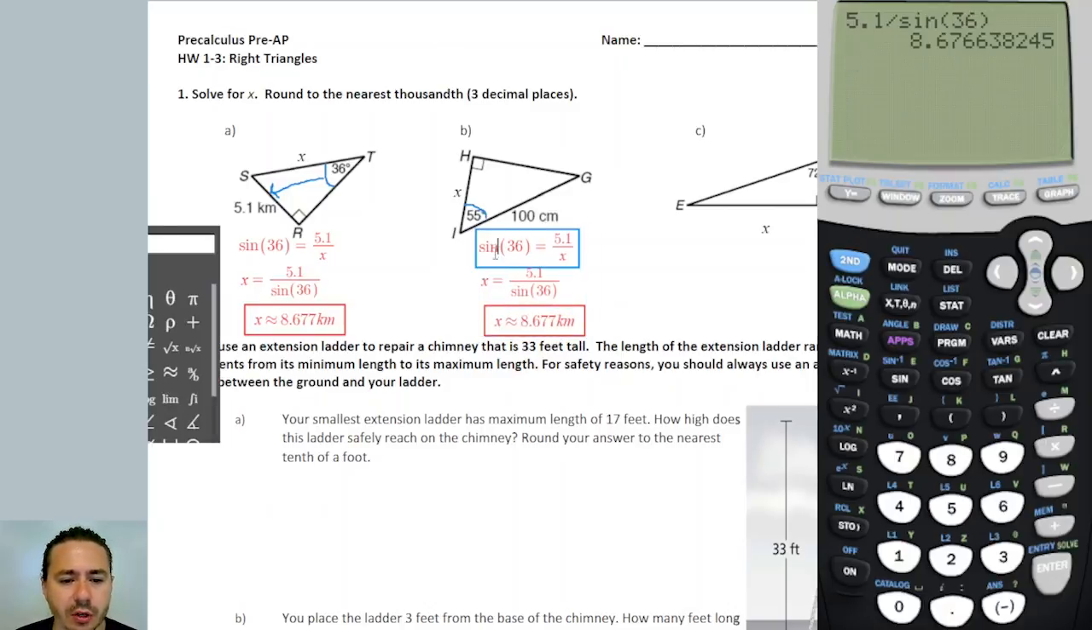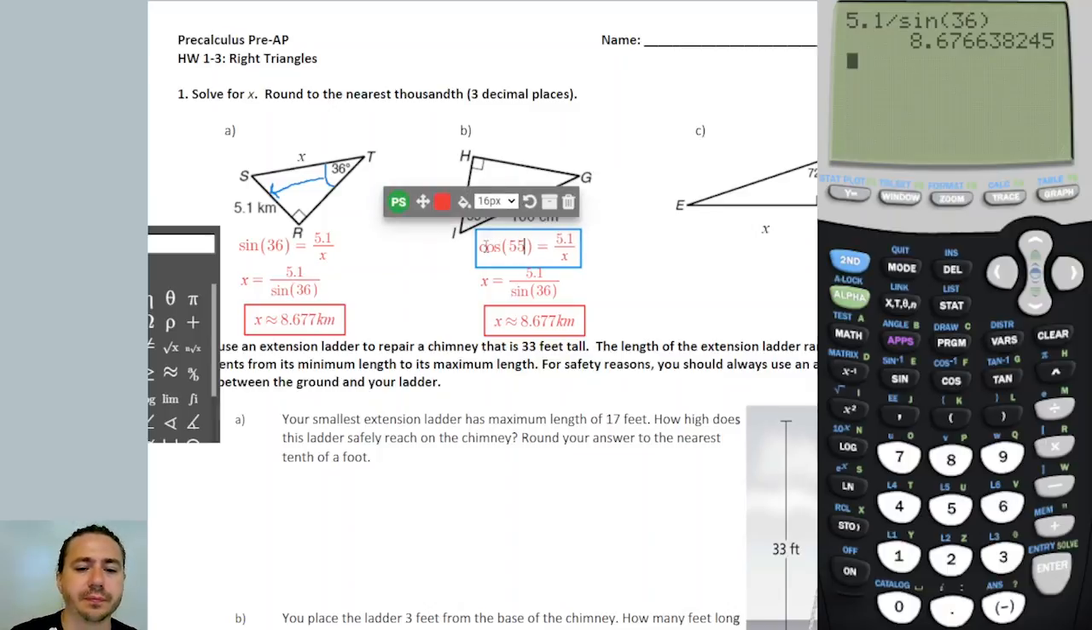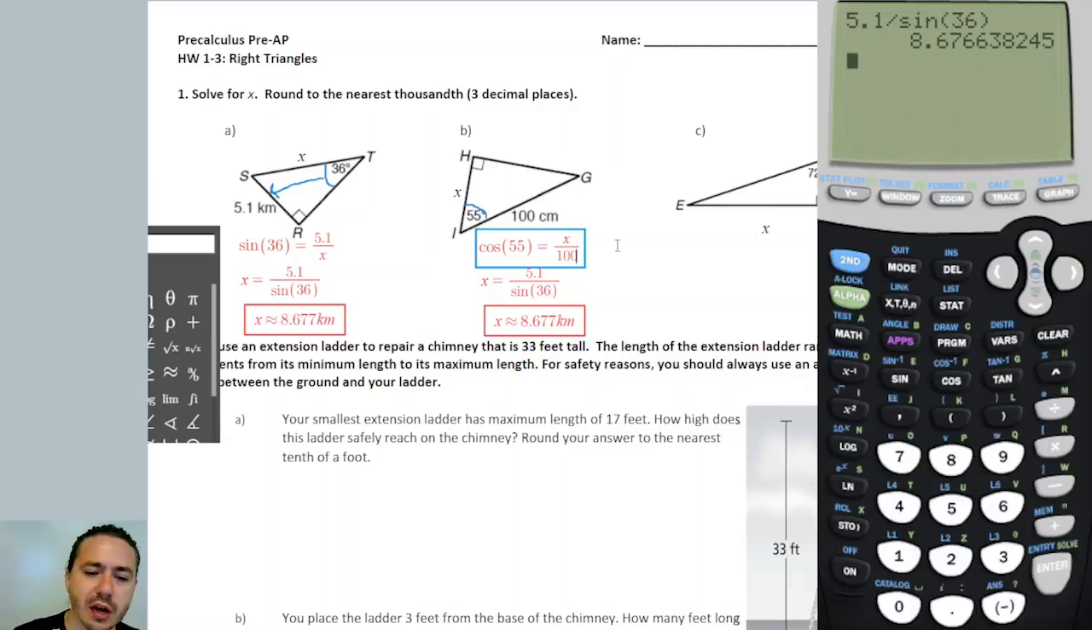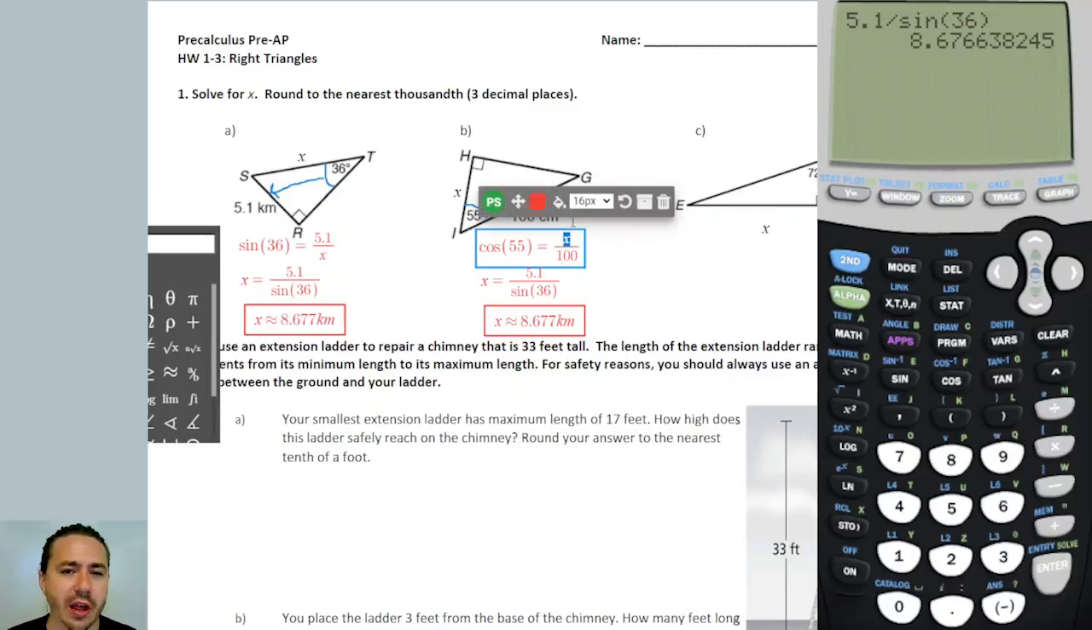So we do want to use cosine. So we're going to have cosine of 55 degrees equals the adjacent side, which is x, over the hypotenuse, which is 100. Now it is a little easier to solve this when the x is in the numerator. You don't have to do two steps, like over here where we had to multiply by x and then divide by sine 36. This one turns out to be easier because you just have to do one step instead of two. So here you would just multiply both sides by 100.